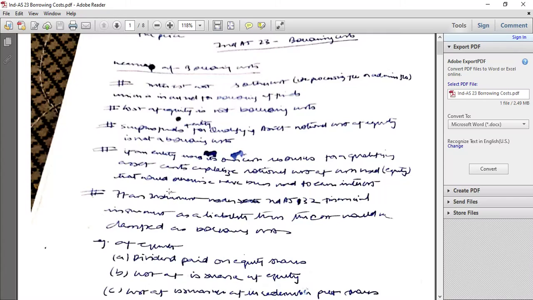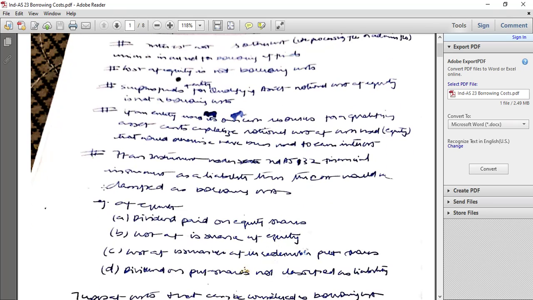Discuss Ind AS 23 borrowing costs. Meaning of borrowing costs: interest cost and other costs like processing fee or admin fees, which are incurred for borrowing of funds. Cost of equity is not borrowing cost. Surplus funds for qualifying assets. Notional cost of equity is not borrowing cost.